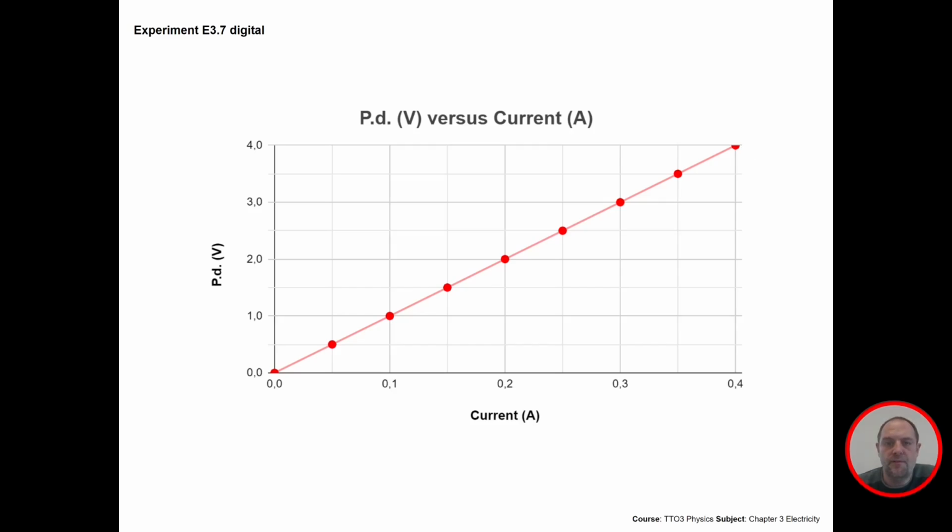So the potential difference and the current are directly proportional as long as the resistor is constant. If the resistor changes, then it's not going to be constant anymore and Ohm's law is not valid anymore.